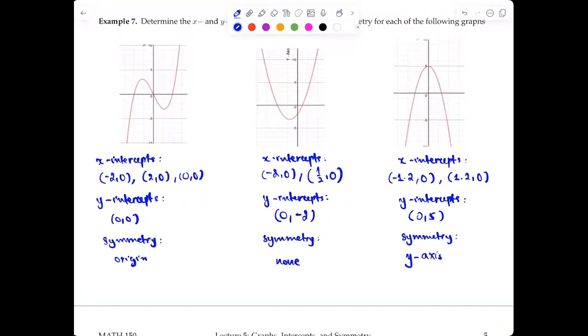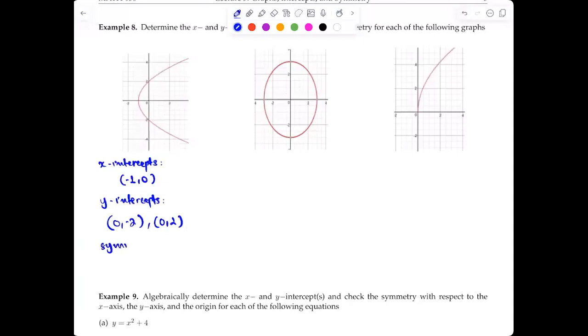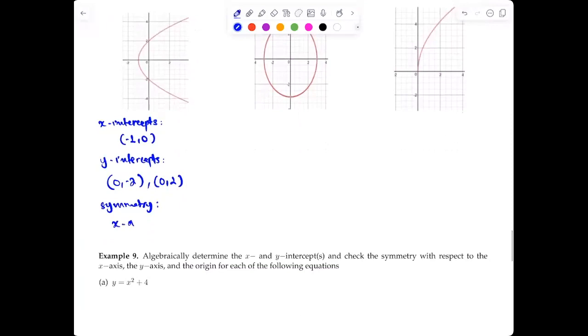So we have three more graphs to work with. The x-intercept is (-1, 0). The y-intercepts are (0, -2) and (0, 2). For the type of symmetry, this graph is symmetrical with respect to the x-axis. You agree with me on this, right?